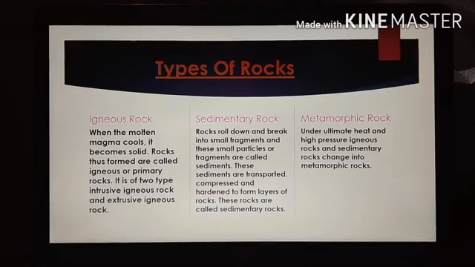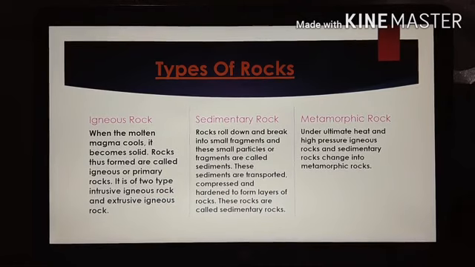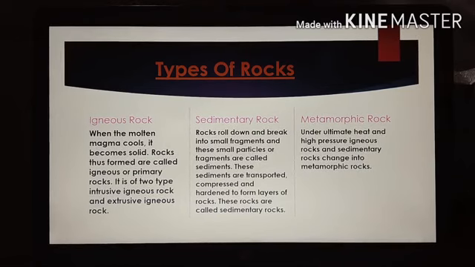First is igneous rock. How are igneous rocks formed? Igneous rocks are formed with the help of the cooling down of magma. Either magma cools down inside the earth's crust, or it comes up to the earth's crust and then cools down. In both cases, when magma cools down, it forms igneous rock. Igneous rock is of two types: intrusive igneous rock and extrusive igneous rock. We will discuss these types in the next slide.